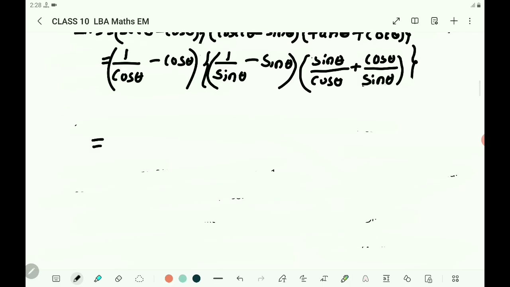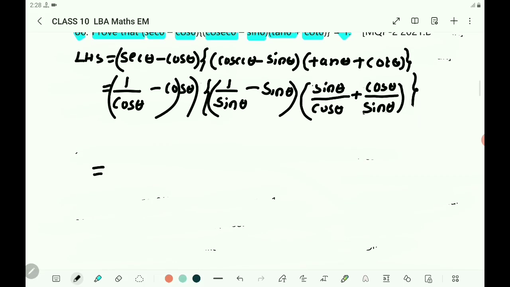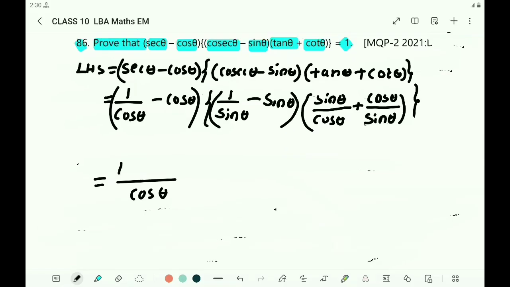Equals, here you take the LCM cos theta. That is, the numerator becomes 1 minus cos square theta. Cos theta means cos theta by 1. As the LCM is cos theta, 1 into cos theta is cos theta. Therefore, this cos theta is to be multiplied by cos theta. So, cos theta into cos theta is cos square theta. Write this in the bracket.